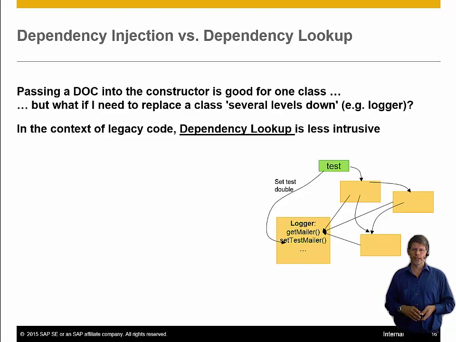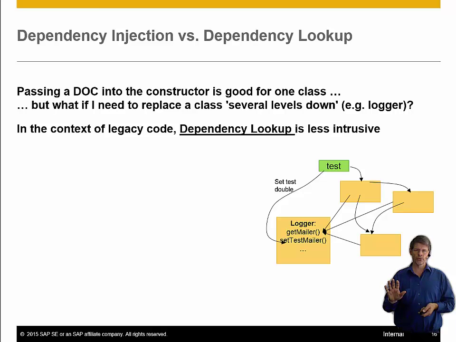So in the context of legacy code, dependency lookup is less intrusive than dependency injection, which happens typically if you do it directly in the constructor, where you have to have a parameter that the dependency comes into the constructor, because then every client has to be changed to supply this thing there. Now, an optional parameter is not a problem because only the test can supply it and the rest of the code can stay the same.